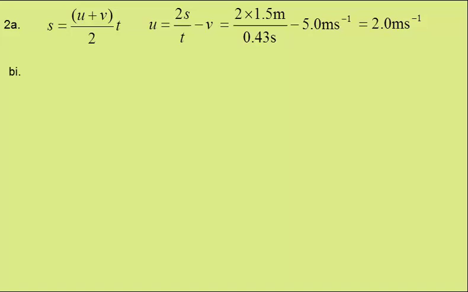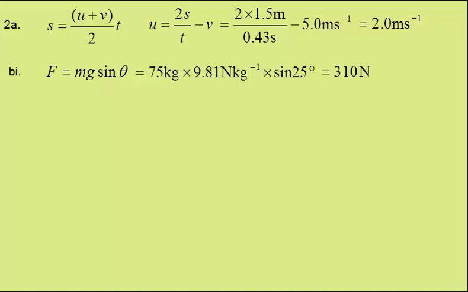In B, the combined mass of the snowboarder and snowboard is 75 kilograms, and the angle of the slope 25 degrees. In part 1 we're to find the component of the weight of the snowboarder and snowboard acting down the slope. Well, the force will be given by the mass times the gravitational field strength times the sine of angle theta, in this case the 25 degrees. Putting in the values, we get a force down the slope of 310 newtons.